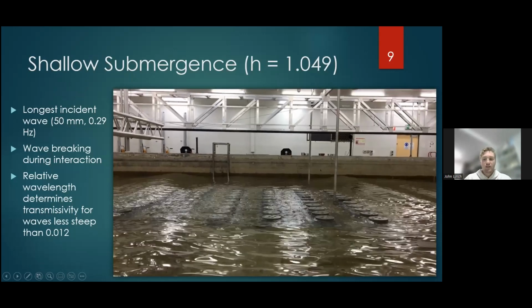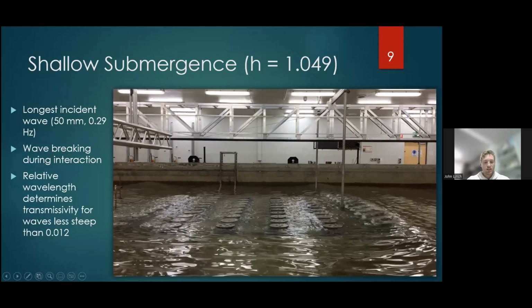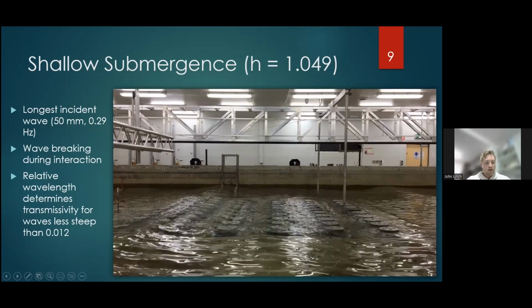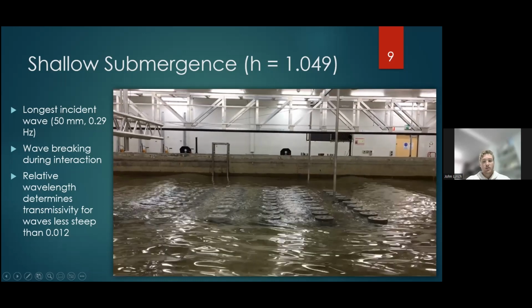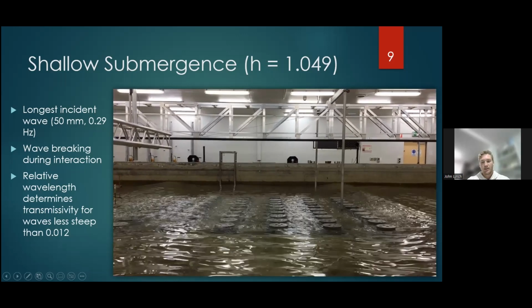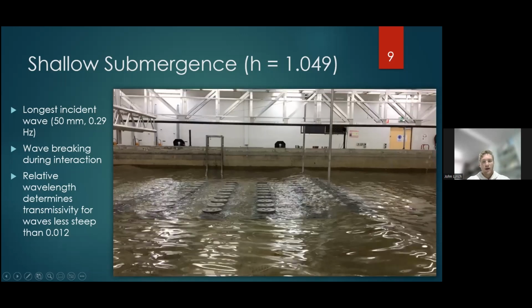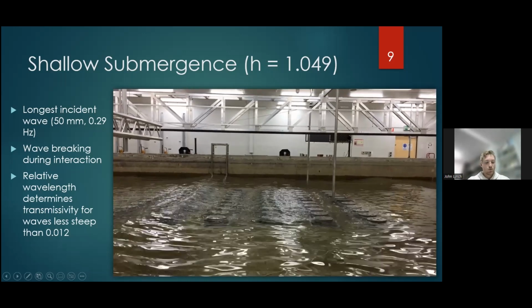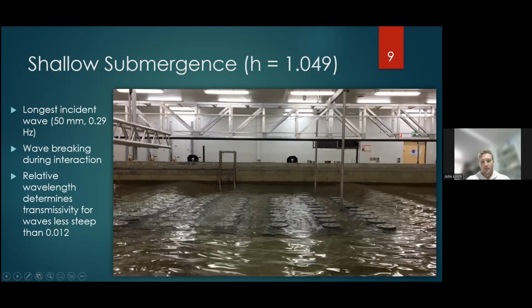So here we have the longest incident wave event investigated at the shallow submergence level. And you can see the wave crest breaking upon encountering each reef row, and that the modules are actually piercing the free surface in the troughs. So for waves less steep than 0.012, the wavelength determines transmissivity when breaking is observed.